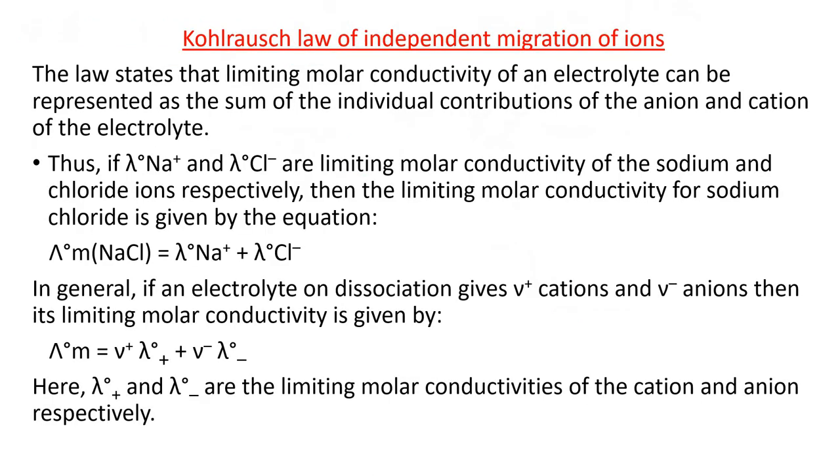Next we will see Kohlrausch's law of independent migration of ions. This law states that the limiting molar conductivity of an electrolyte can be represented by the sum of the individual contributions of the anions and cations of the electrolyte. Very simple definition. How do we find this limiting molar conductivity? Very simple, by adding the individual conductivities of the anion and cation.